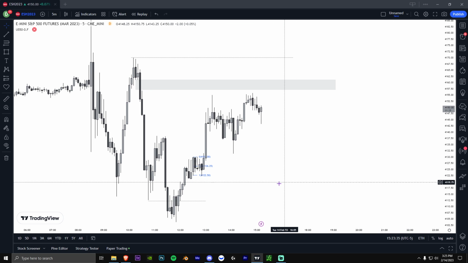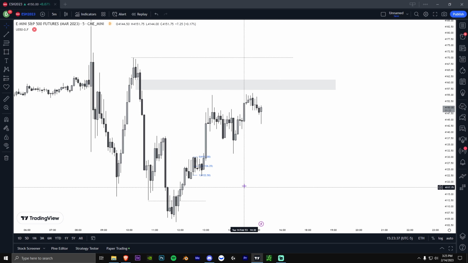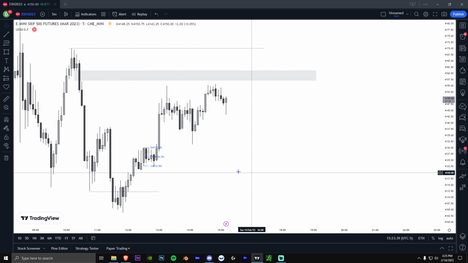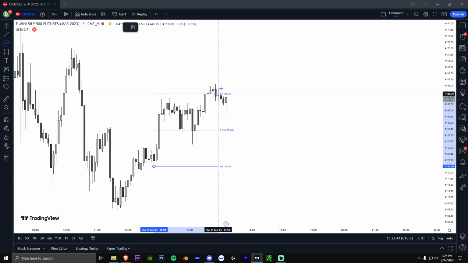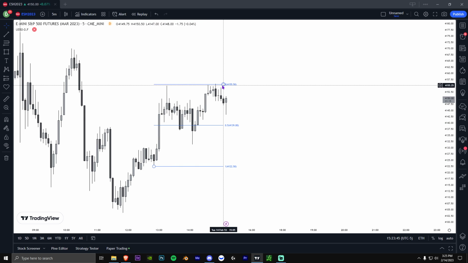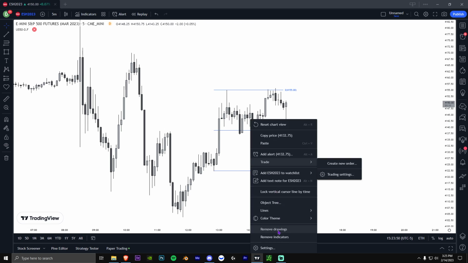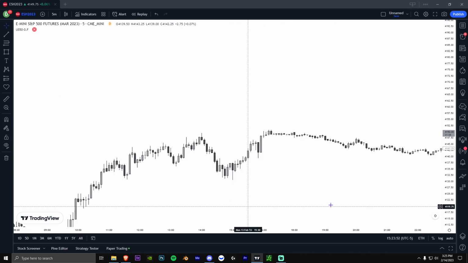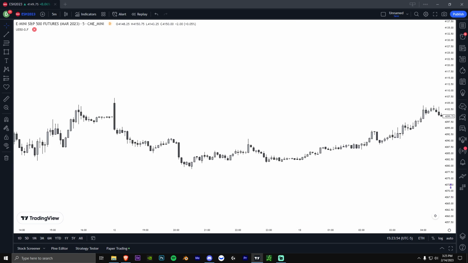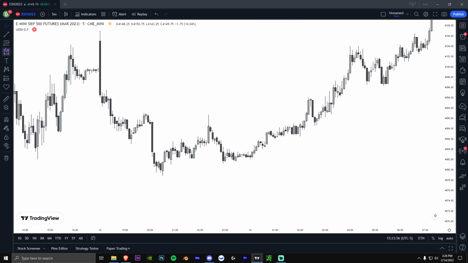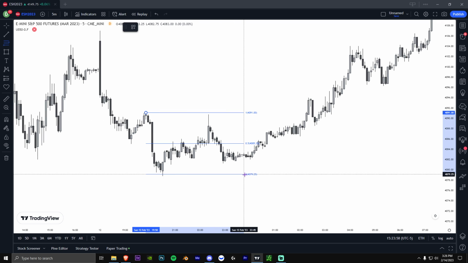So make sure you look at what model we're in. Again, that's going to take screen time. See if we hit liquidity. See if the fair value gap is in discount, okay? If you're longing, you want it to be in discount. So as you can see, this one was clearly in discount. If you're shorting, you want it to be in premium. An example of that would be like right here. This fair value gap was in premium.